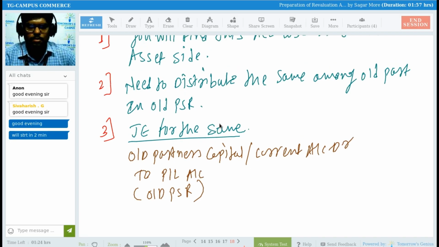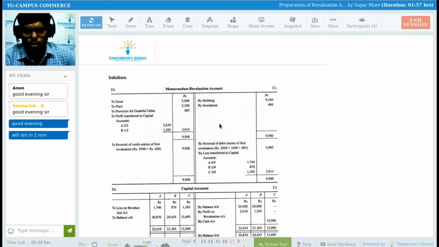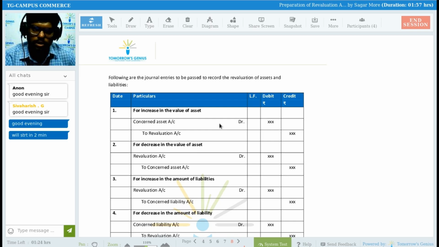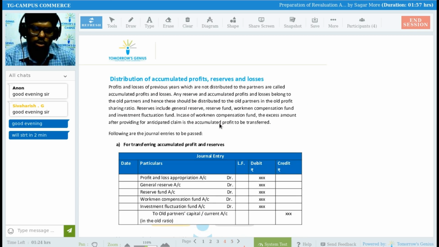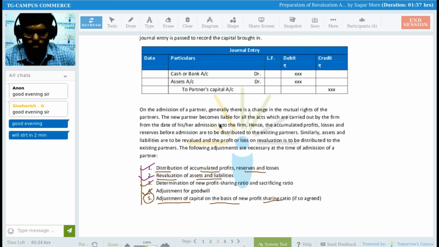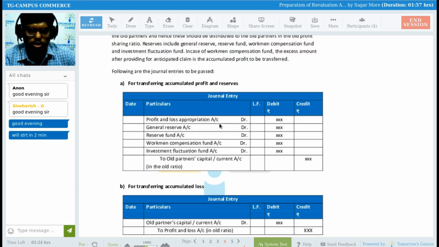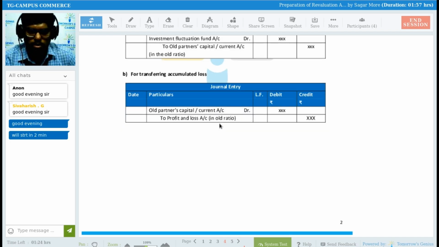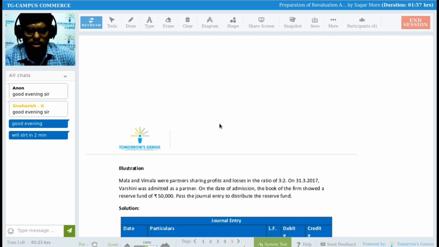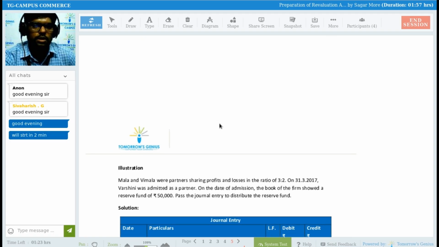Then I'm discussing the revaluation account as well. What is a revaluation account and why do we have to prepare it? I will be discussing that too. But before that, we have to do distribution of accumulated reserves. See the question on this, and you are going to tell me the journal entry for the same. Sadhna, it's your turn first.